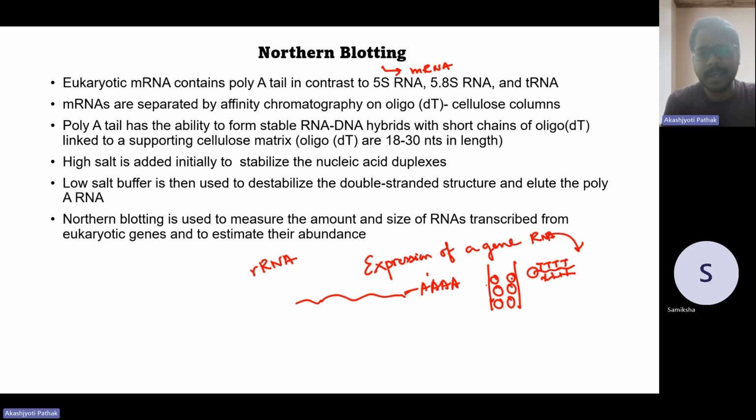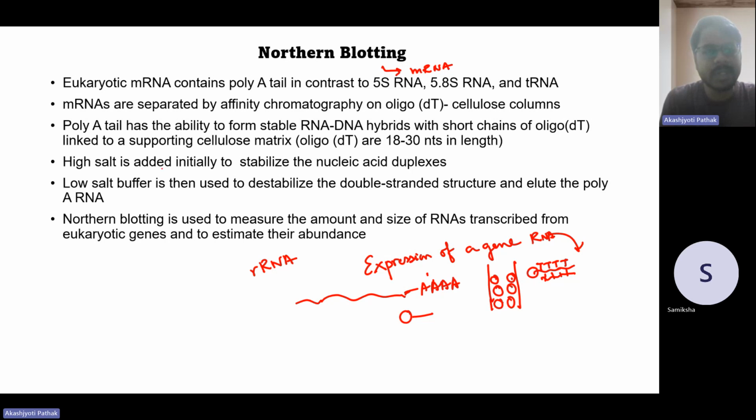So as I was explaining, there are particular columns, and these columns have these resins. These resins have oligo dT nucleotide sequences, which are around 18 to 30 nucleotides in length, so that when you pass the mRNA, they will bind to this column or to these resins.